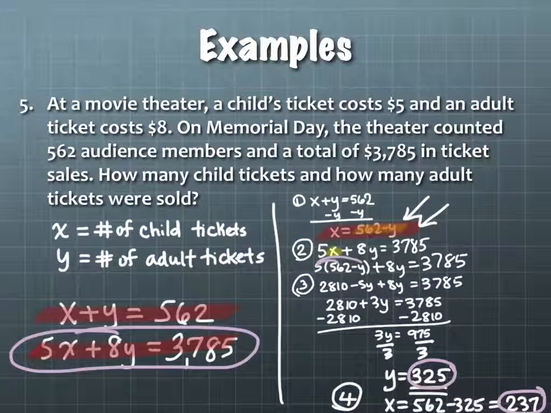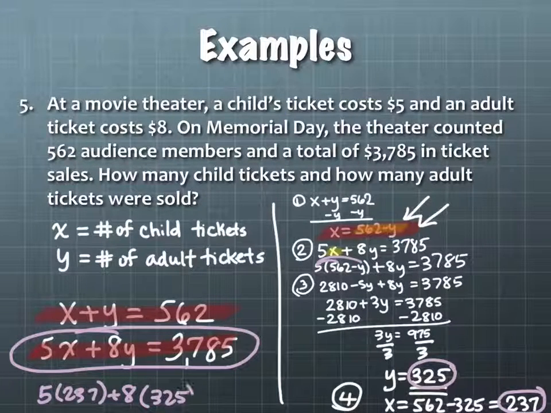If I take 5 times 237 and 8 times, what was it, 325, does it equal 3785? Yes. So I don't necessarily have to see you write that down, but it's a good idea for you to check, and there's a couple of reasons.